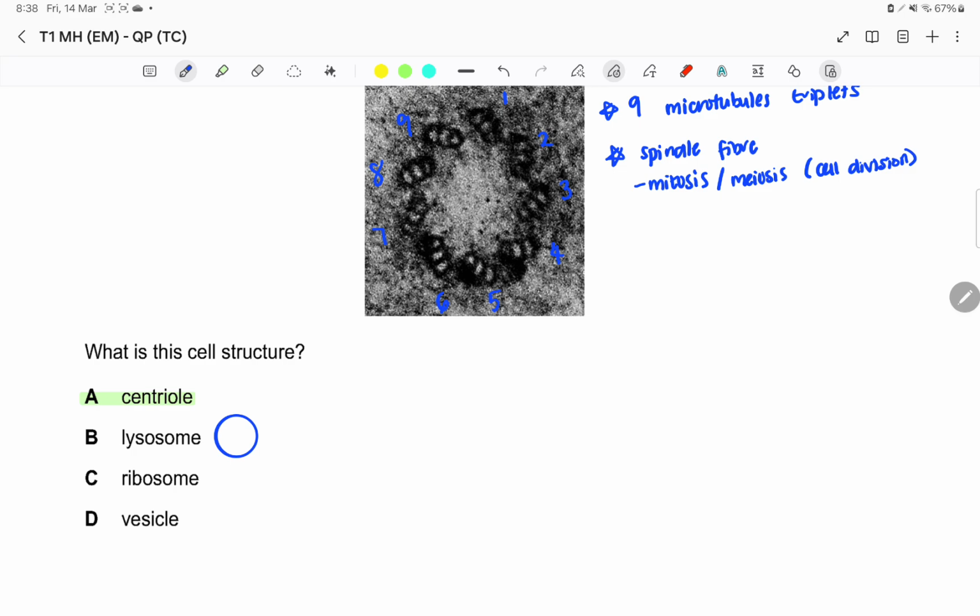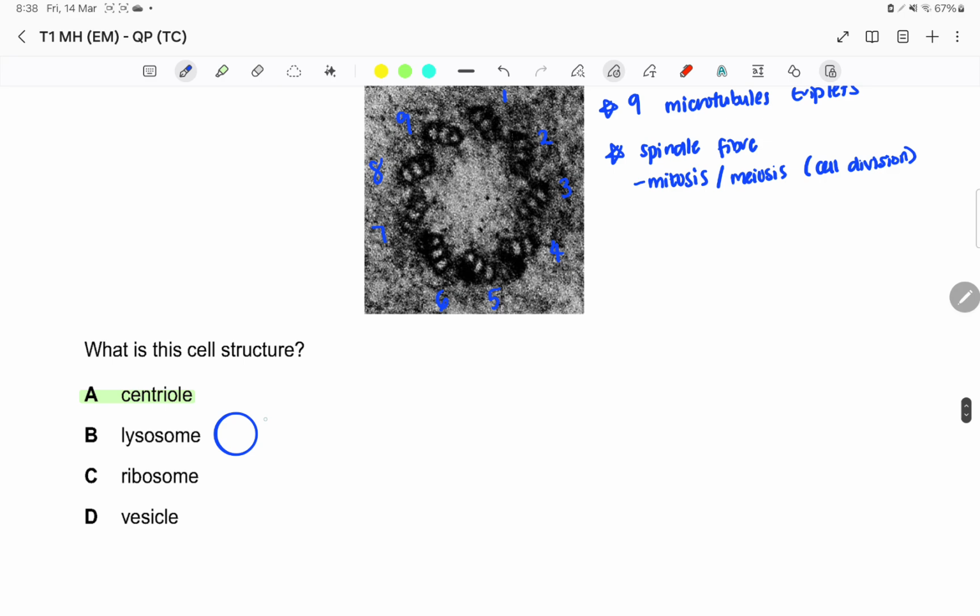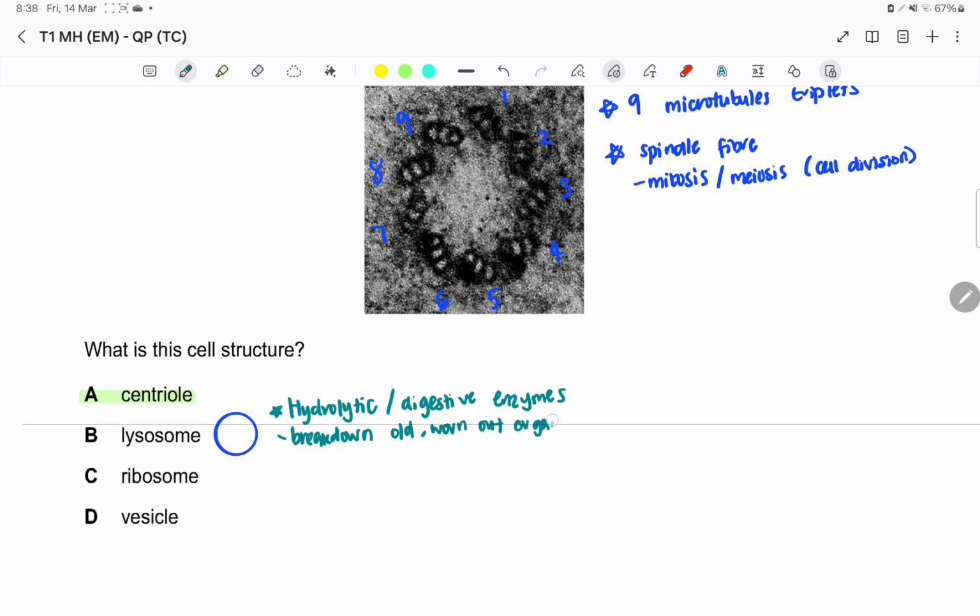All right, and remember the function of the lysosome. Okay, it contains, I just put that green just to indicate that this is a node. So lysosome, okay, number one, it contains hydrolytic enzymes or digestive enzymes. Right? Why? Okay, to break down old, worn out organelles or the whole cell itself.